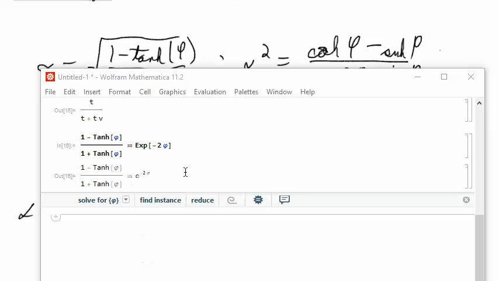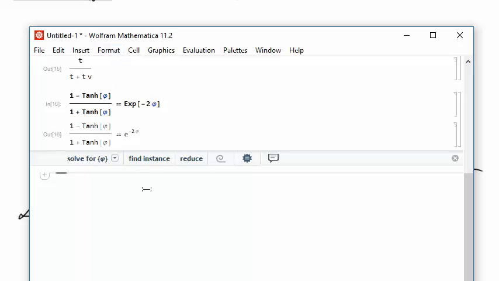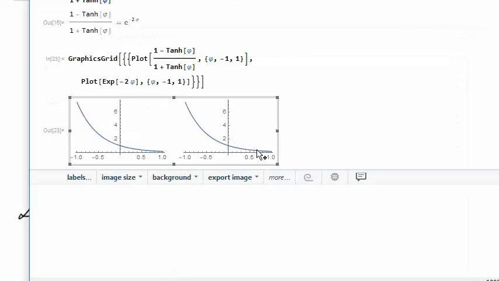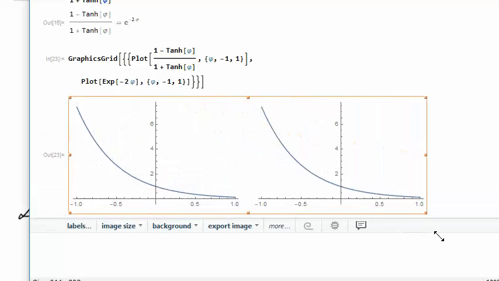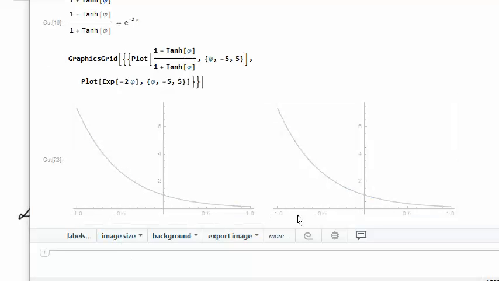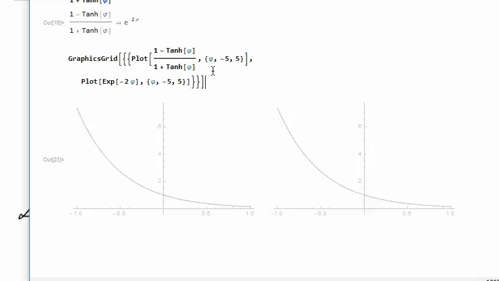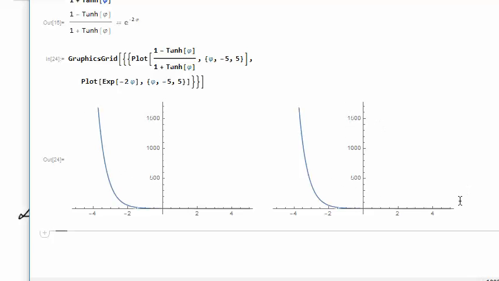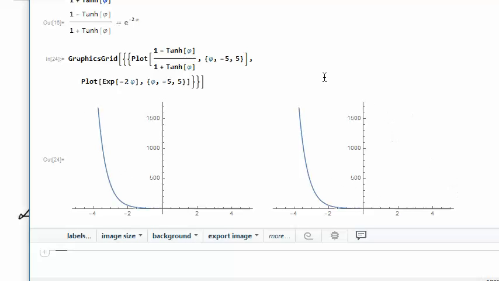So I just asked Mathematica to confirm that, and it didn't want to. So I'll try plotting 1 minus tanh phi compared to e to the negative 2 phi, graphs right next to each other. This looks kind of promising. Going from negative 1 to 1, we have it going from 0 to 6. Those look like very similar graphs. I'll have it go from negative 5 to 5, see what that comes out. Those look very similar. I think that this is a successful comparison.